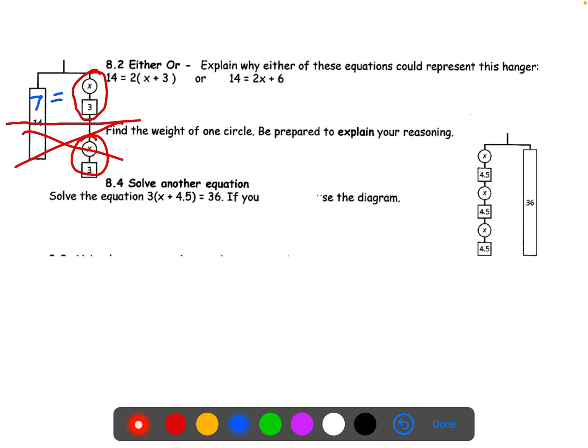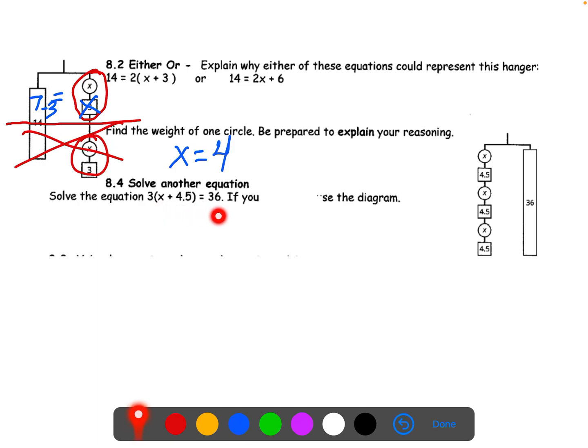Now, if we do that, we still have this excess of 3 here that we need to get rid of, but we must balance it on the other side by removing 3 from the left side of the hanger. If we get rid of 3 from 7, then we're left with 4, and that is what's going to be balancing out the x. So x equals 4. Let's look at the next one.